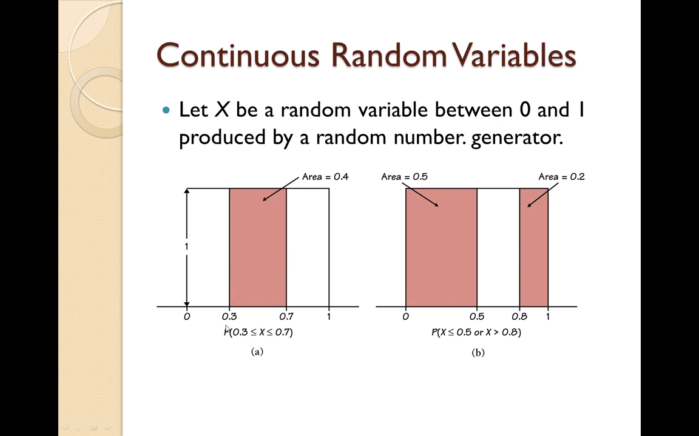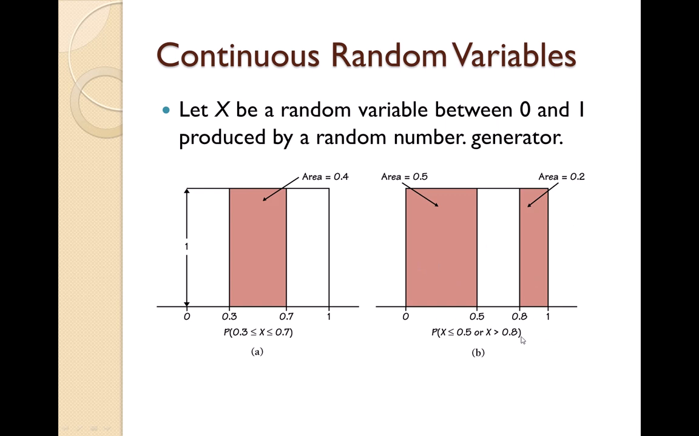So if we want the probability with a random number generator of getting a number between 0.3 and 0.7, it'll just be the difference between these, which is 0.4 times 1. So the probability or the area is 0.4. Here it's either x is less than or equal to 0.5, which would be 0.5 times 1, or 0.5. And then 1 minus 0.8, x is greater than 0.8. That would give you 0.2. And so the total here, since it's or, would be 0.7.